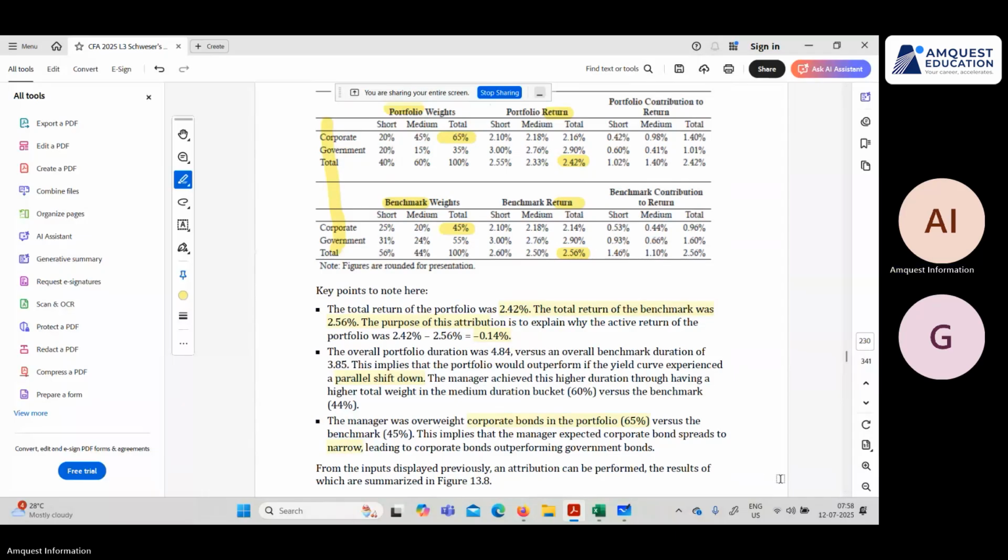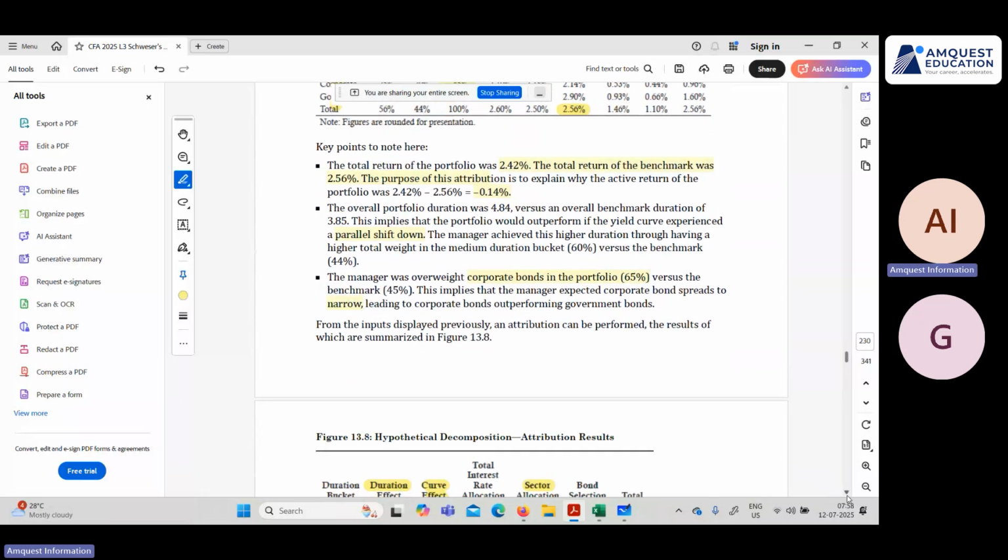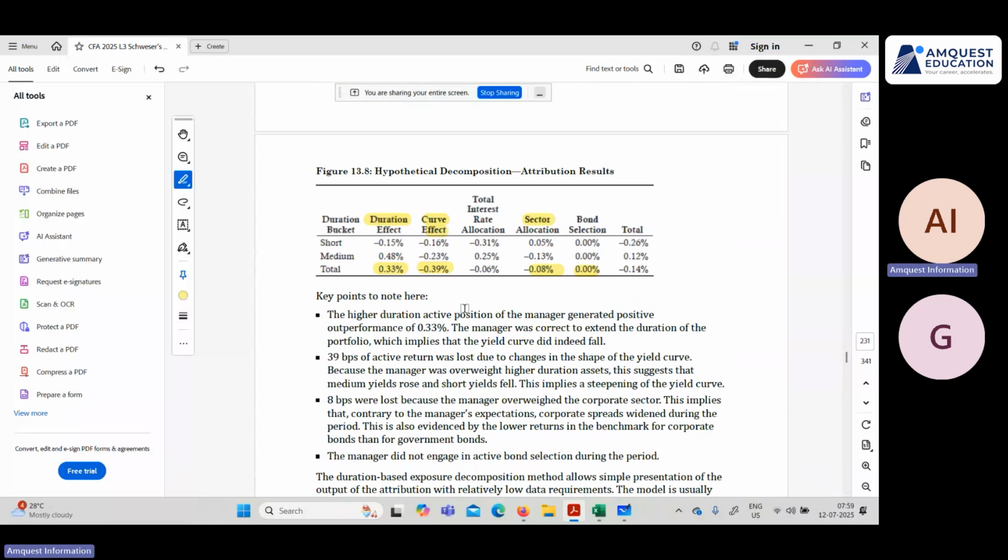Yeah, good. Okay. But effectively, what has happened? The higher active duration shows the outperformance, which we just discussed. It means that the yield curve did indeed fall. Okay. 39 bips were lost. We talked about this. This implies the steepening of the yield curve. And 8 bips were lost, which is evidenced by the lower returns in the benchmark for corporates than the government bonds. So basically the corporate bond spread widened, while we thought it was going to narrow. And the manager did not take any active bets on bond selection. So everything was zero.